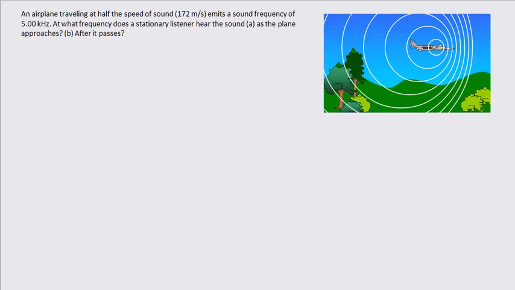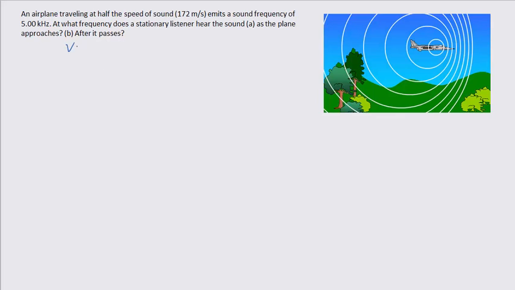So let's see which scenario applies to our example below. In our example, it states that an airplane is traveling at half the speed of sound, which emits a sound frequency of 5 kHz. And we're asked, at what frequency does a stationary listener hear the sound as the plane approaches and after it passes?